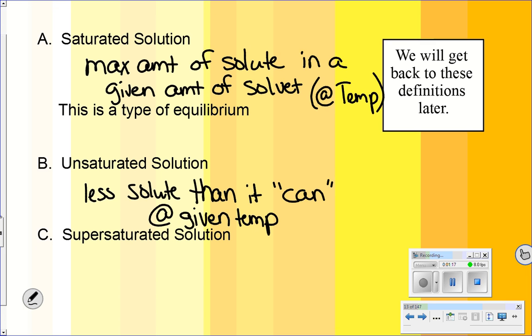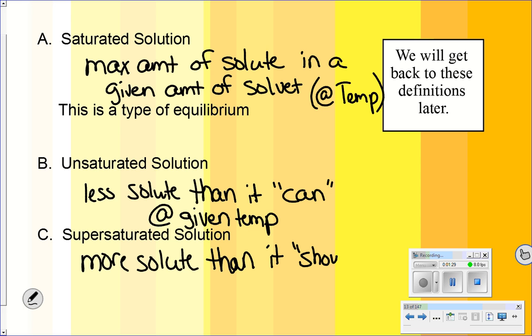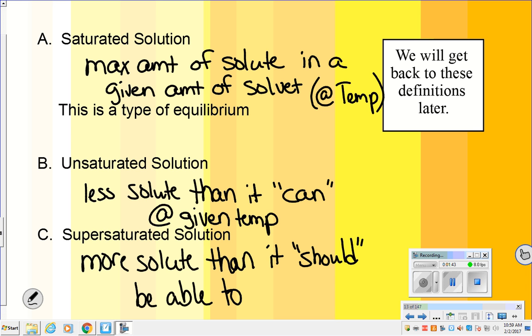A supersaturated solution is holding more solute than it should be able to. This is actually a special kind of situation. We see it in the solubility curve lab.